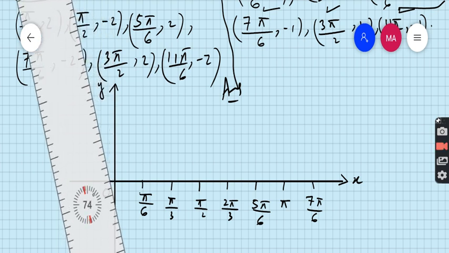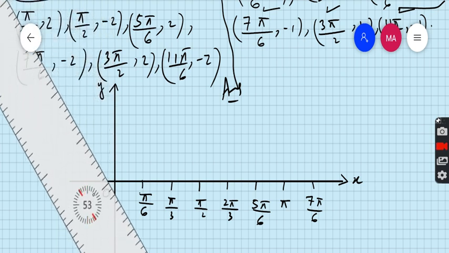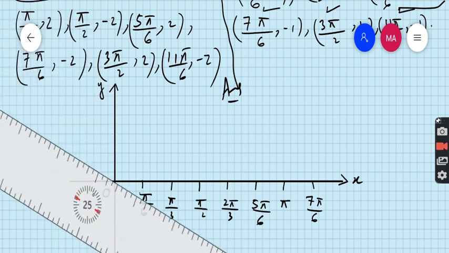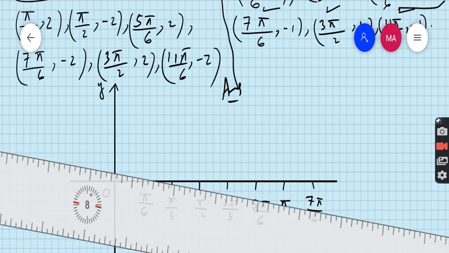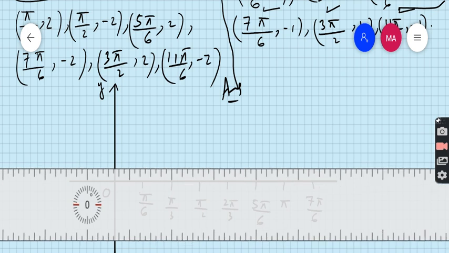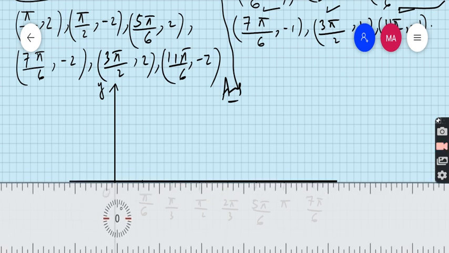And I want to extend the x-axis. Actually, I want to draw a very smooth graph. That is why I am taking a small scale. But if you want to take any other scale, no issue. Extend the line.